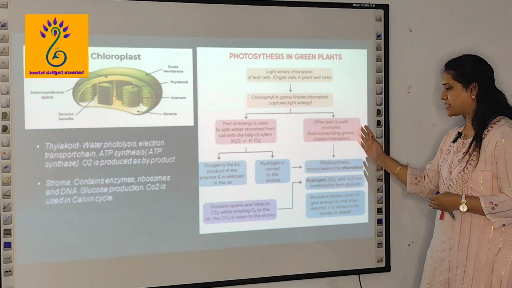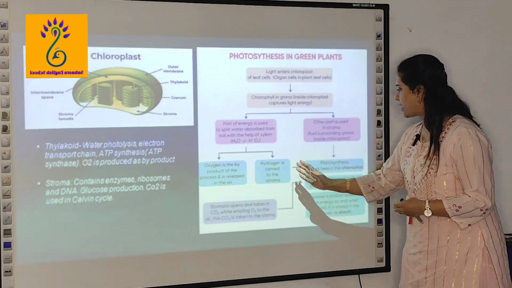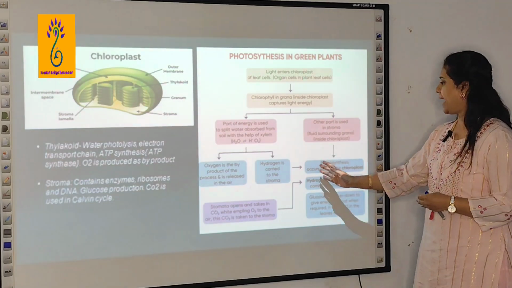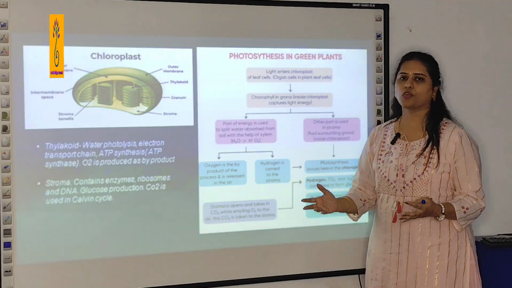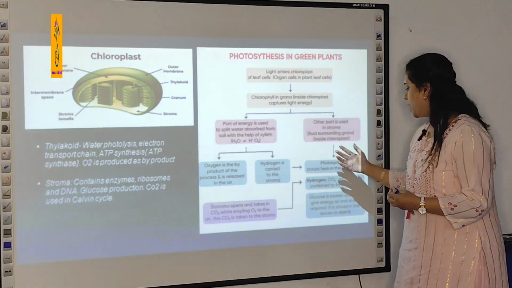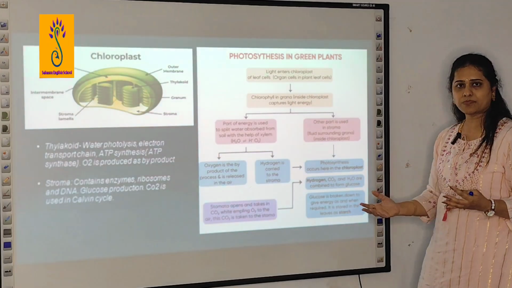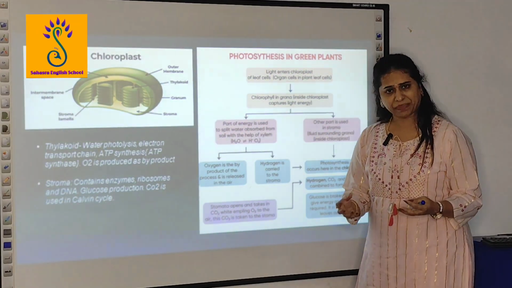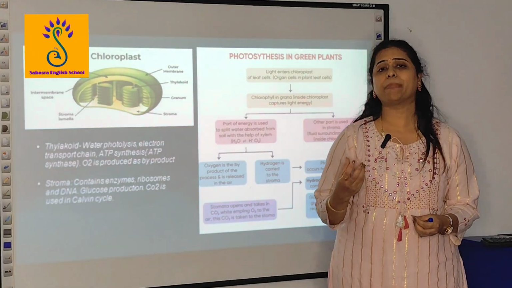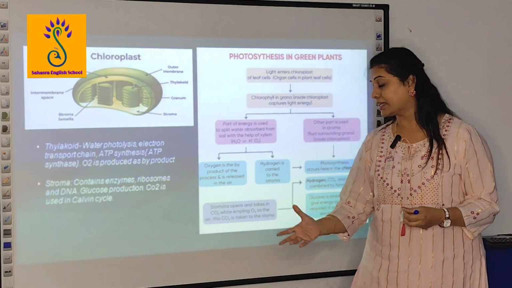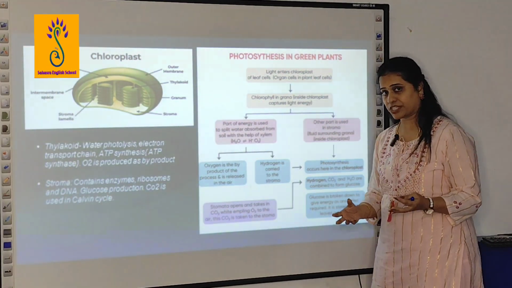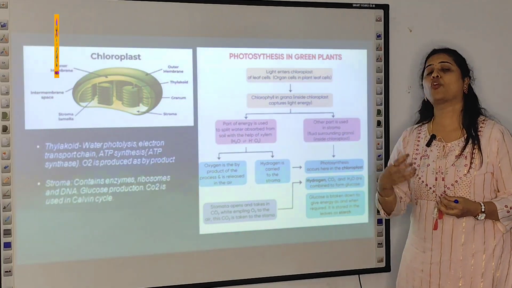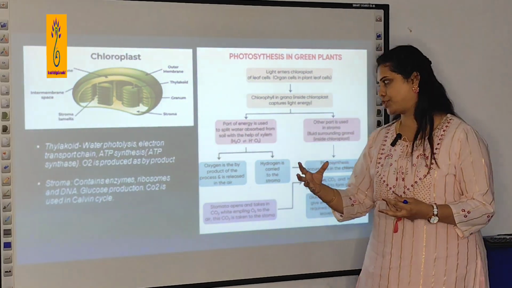Hydrogen is sent into stroma where hydrogen combines with carbon dioxide and water, and what is formed? Glucose. Glucose is formed. Glucose is broken down again, and it gives energy to different parts of the plant to perform different functions, and the rest of the glucose which is not utilized is stored in the form of starch.